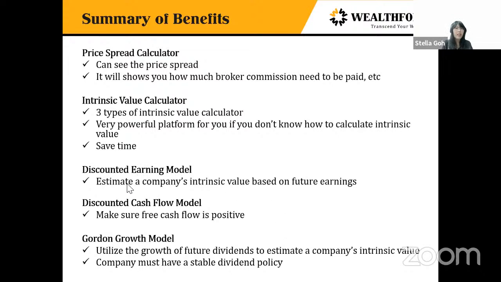Discounted earnings model. You can use this model to estimate a company's intrinsic value based on future earnings. And for the discounted cash flow model, you must make sure the free cash flow is positive, then only can you use this model. While for the Gordon growth model, you can use the growth of future dividends to estimate a company's intrinsic value. So if you want to use this model, you must make sure that the company has a stable dividend policy.